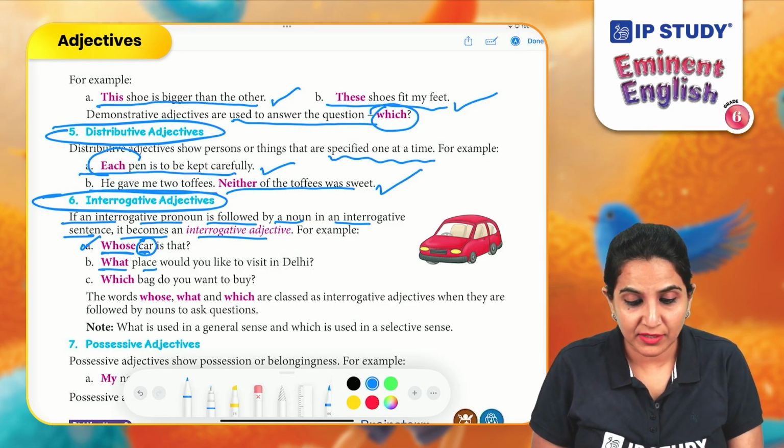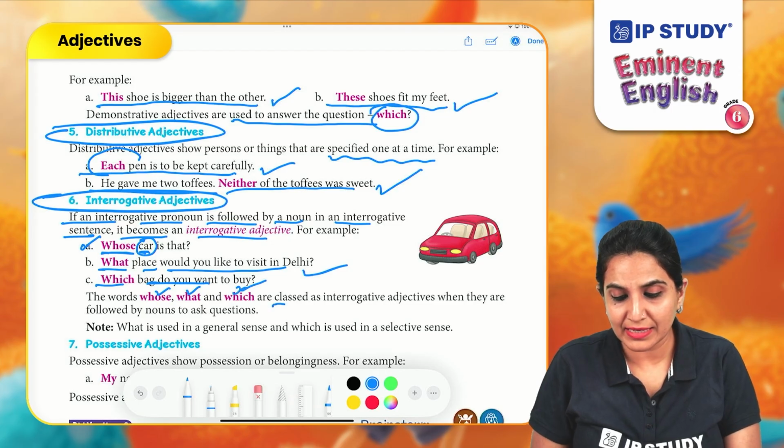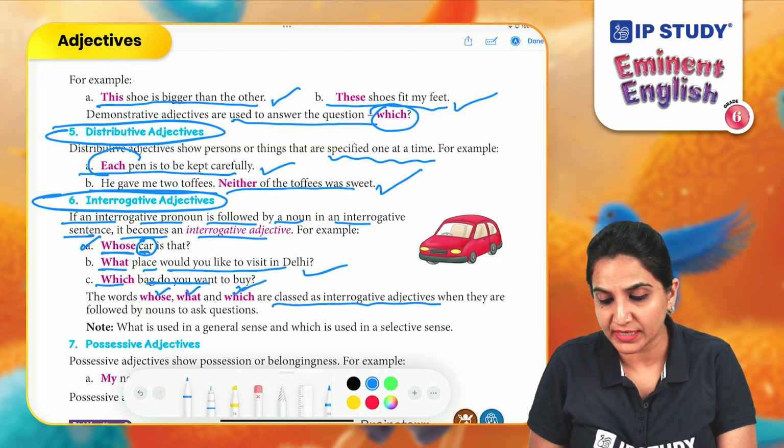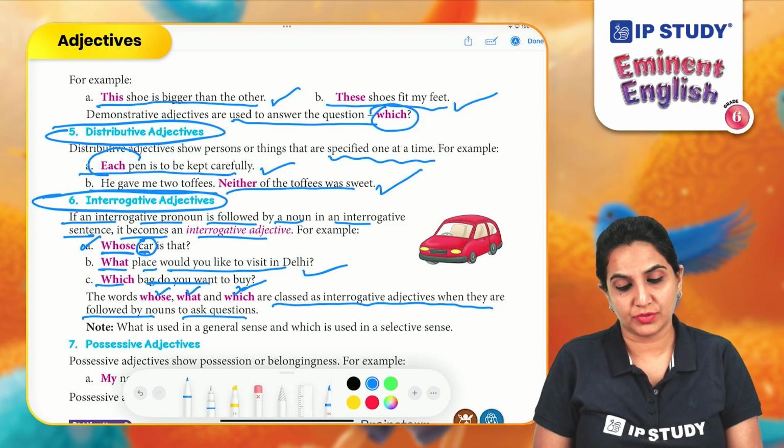What place would you like to visit in Delhi? Which bag do you want to buy? The words whose, what, which are classified as interrogative adjectives when they are followed by nouns to ask questions.